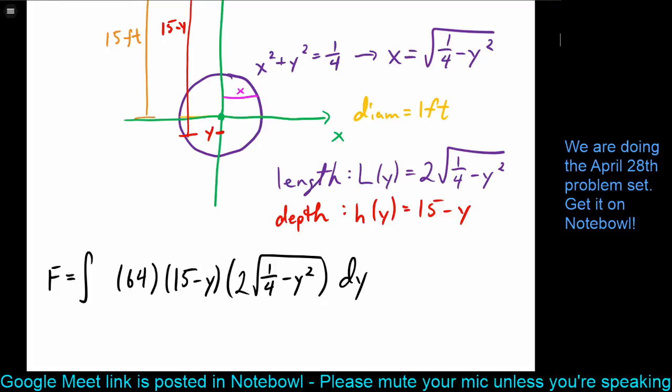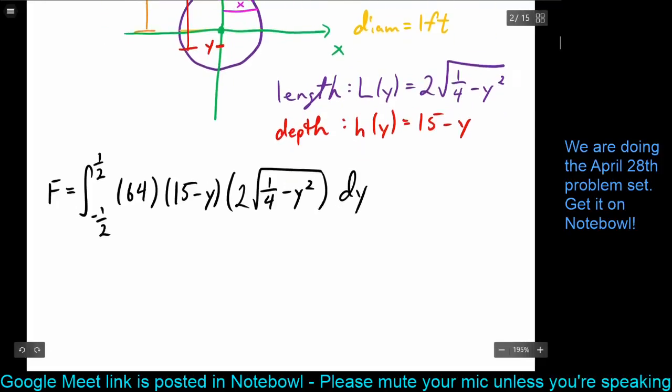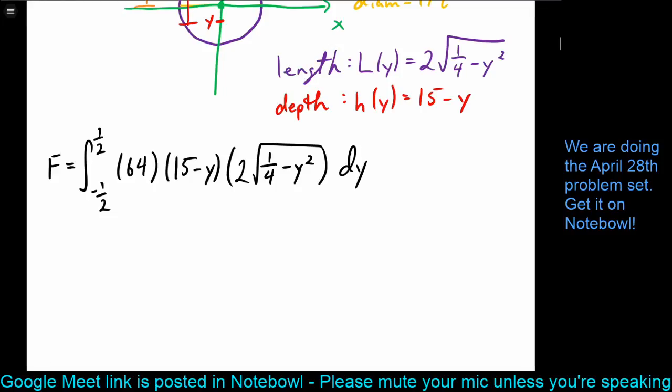And then what are the bounds on y in this case? Well, we just go from the bottom to the top. This is a circle of radius 1/2, so the bottom is minus 1/2, because that's how far we go down. The top is positive 1/2, because that's how far we go up. So this integral will give us the total force on this. Now, this integral here, I'm going to take the 64 and this 2, multiply them together and get 128.